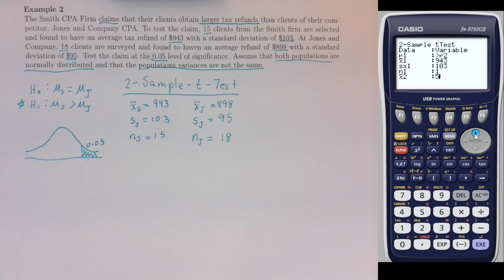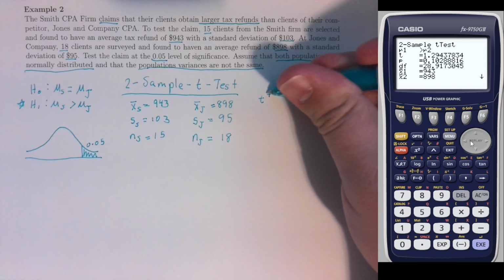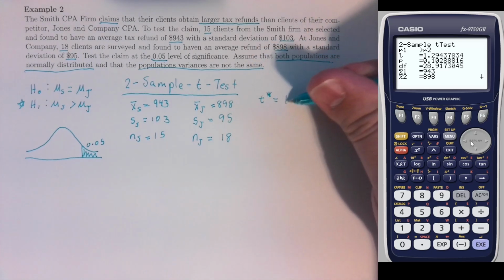I typed the wrong thing in, so N1 was 15. Okay, X bar 2, 898, S2, 95, and N2, 18. And again, make sure that pooled is off or false. So we get a test statistic, or T star, that's equal to 1.29.